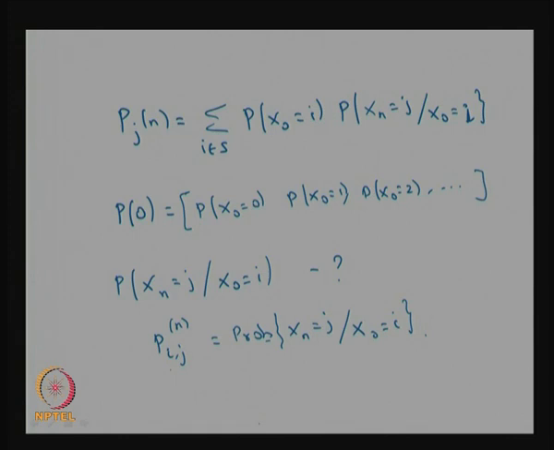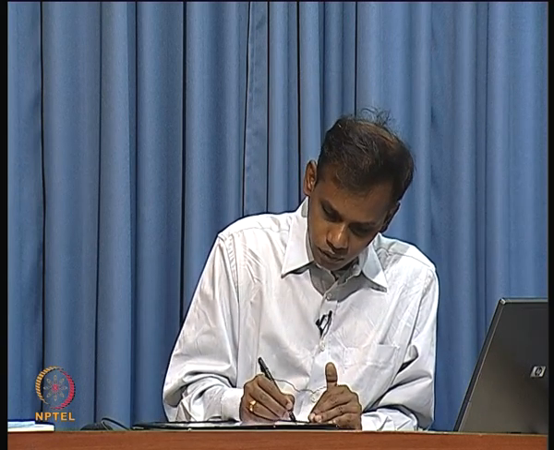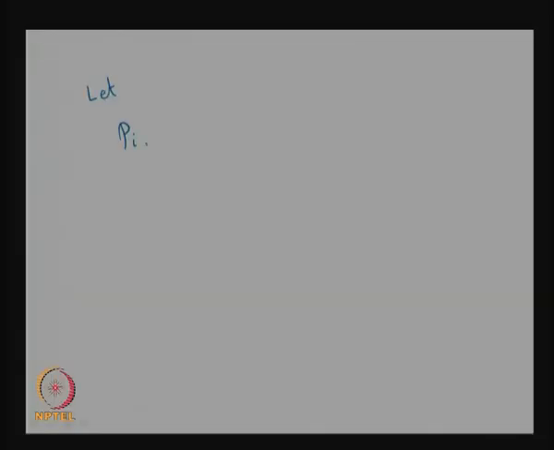How we are going to derive this Chapman-Kolmogorov equation, that I am going to do now. So, we are going to derive the Chapman-Kolmogorov equations for the time homogeneous discrete time Markov chain. So, let p_ij superscript n be nothing but the probability that X_{m+n} takes the value j given that X_m was i.